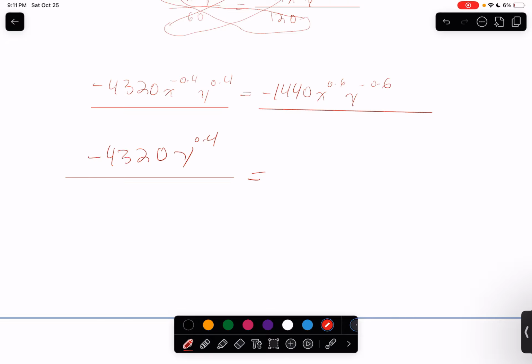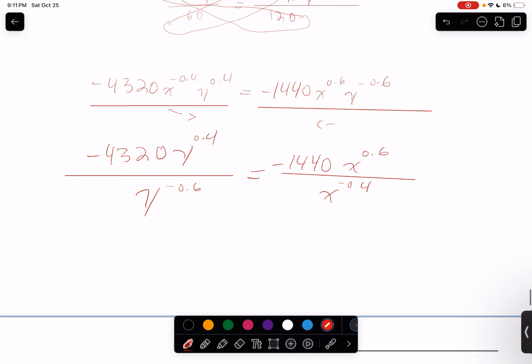So we're going to move y to the left and x to the right. And when we do that, we're going to have these two equations here: y to the negative 0.6 and negative 1,440 x^0.6 with the value of x to the negative 0.4 here.